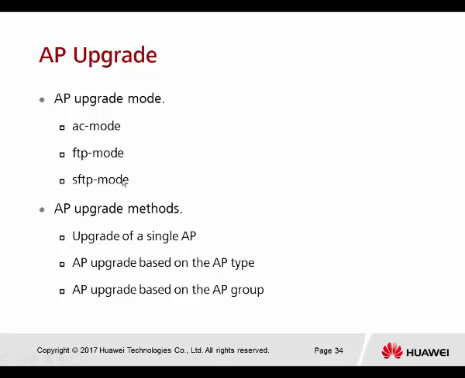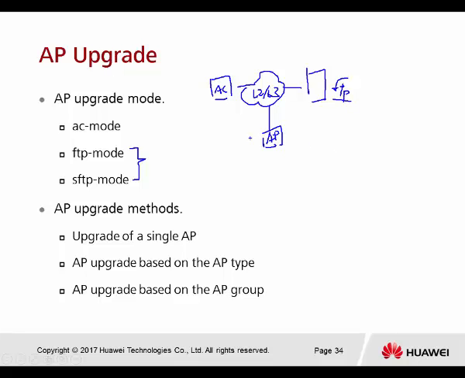Or I can use the FTP. This is my AC. Right now, for the FTP, I have my AP right here. They have some L2 or maybe L3 connections. So here they have one server, the FTP server. So they're actually going to download. I already put the FTP mode.